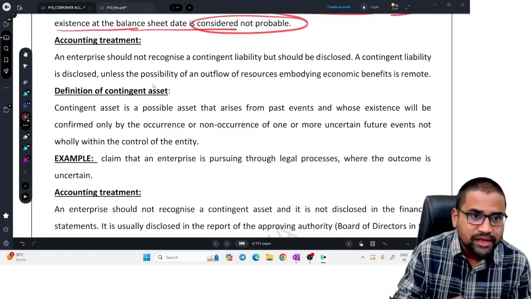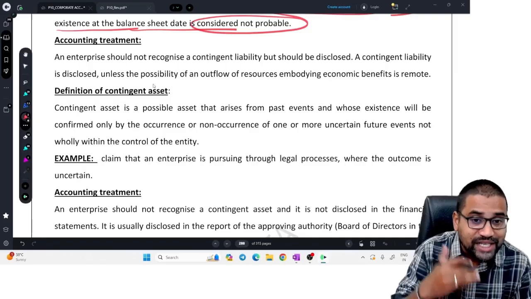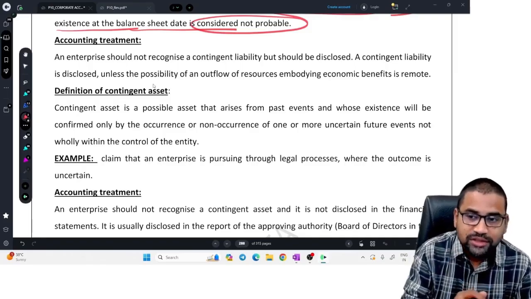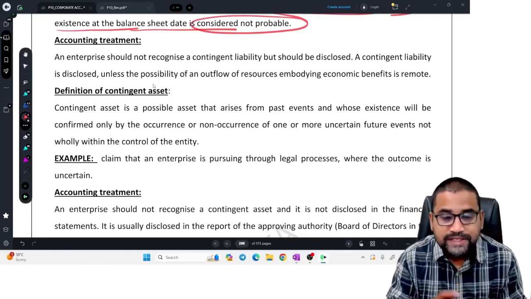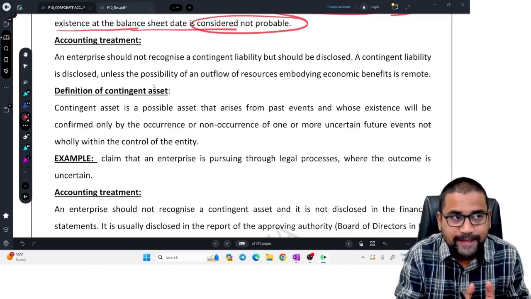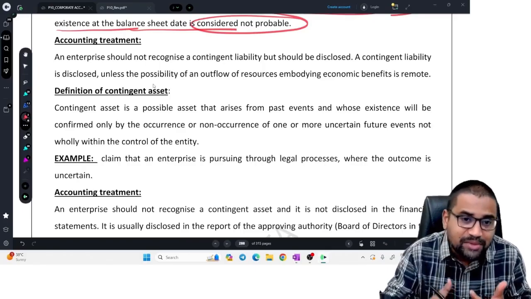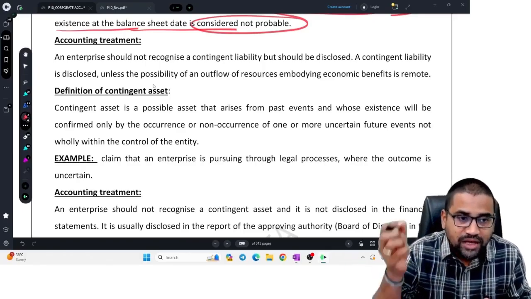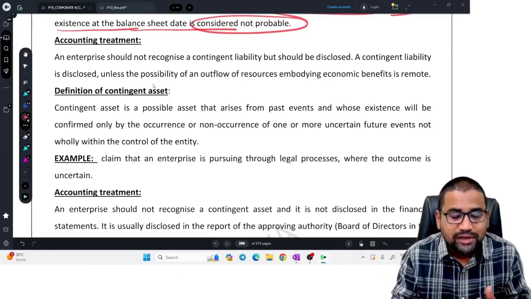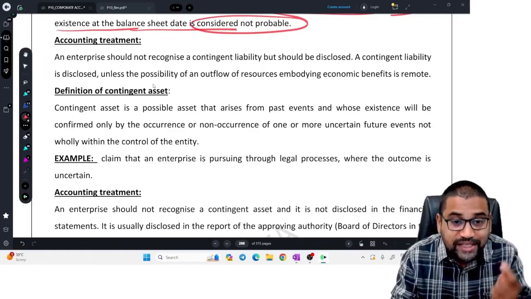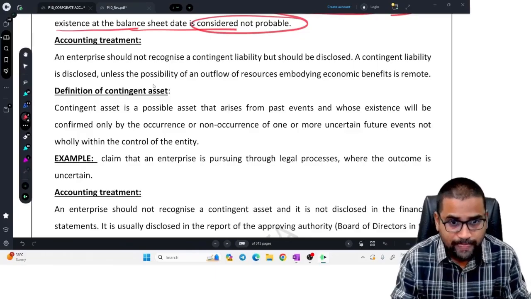So contingent liability will not be recognized in the books. But if the probability of outflow of resources to settle it is not remote, then it may be disclosed in the notes to accounts. Important: as of now this is a contingent liability, but if you feel that it will definitely become a present obligation and we need to pay to settle it, then you write the details relating to contingent liabilities in the notes to accounts. Otherwise there is no need to disclose it in the notes to accounts either.